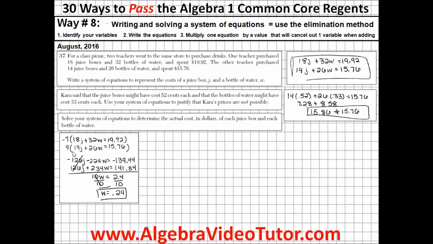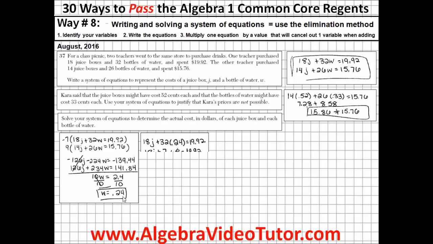You want to just do something that's going to cancel out one of the variables. You see, in one case they multiplied the top one by -7 and the bottom one by +9, and that was to get them to be equal but opposite. You see, one's a negative, one's a positive. That's going to cancel out. So then when you add everything together and divide by 10 to get the W by itself, you'll see that they solved for W. So a water bottle is 24 cents each.